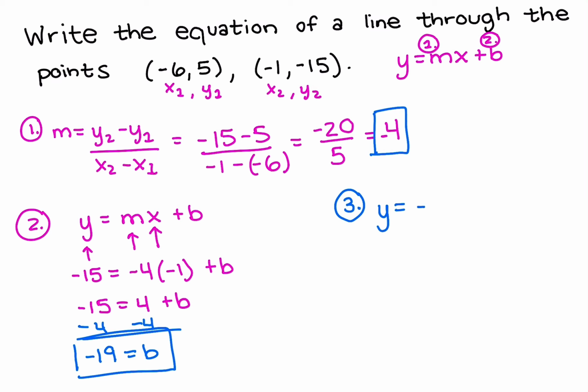So y equals -4x minus 19. And I know the general form is y equals mx plus b. You could definitely write y equals -4x plus a -19, but I think that's actually more confusing. So when we plug in, we have m is negative and b is also negative, and that's fine.